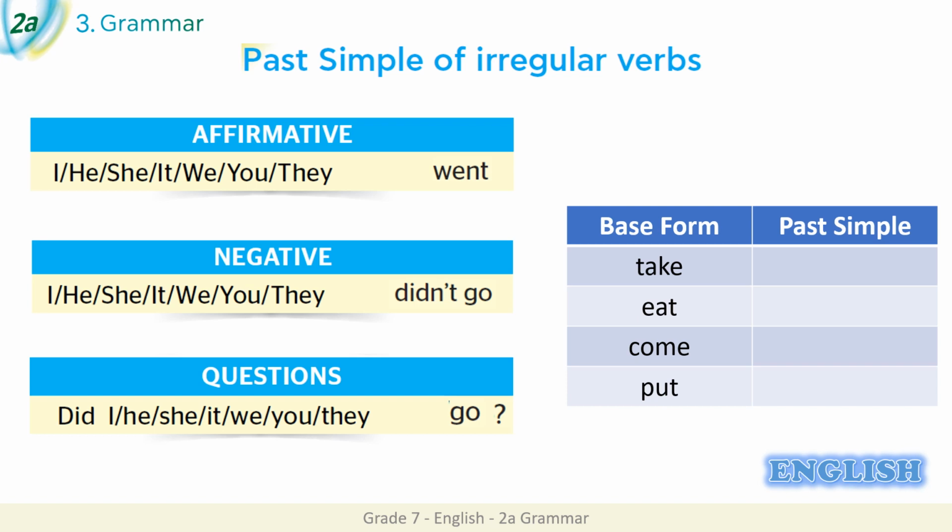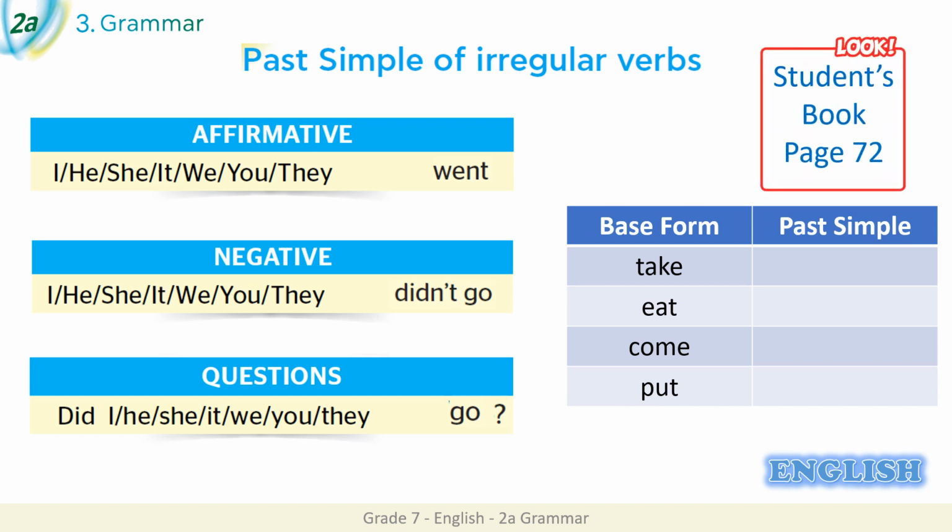Now let's move to the past simple of irregular verbs. Again, we have three forms: affirmative, negative, and questions. Let's start with the affirmative. We add the past simple of irregular verbs after the subject. And to make the past simple, we have a special list at the end of the student book on page 72. Refer to that page, study the irregular verbs to make the past simple form in the affirmative.